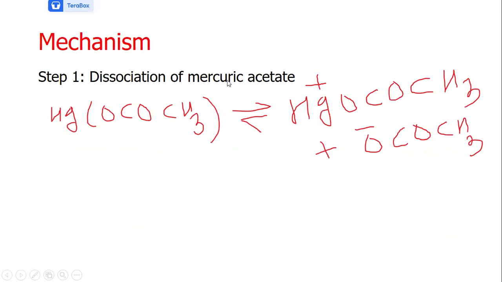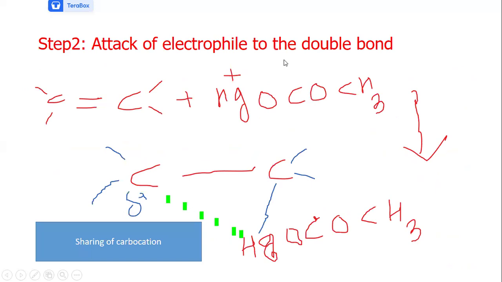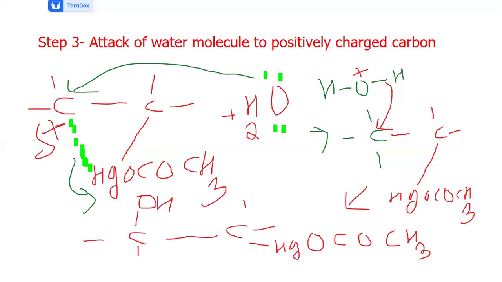Mechanism. Step 1, dissociation of mercuric acetate. Attack of the electrophile on the double bond. Formation of the carbocation. Attack of a water molecule on the positively charged carbon.